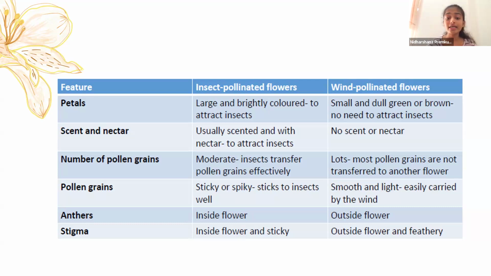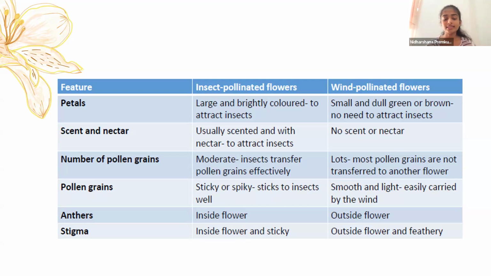Now, in insect-pollinated flowers, the pollen grains are usually very sticky or spiky. Why are they like that? To make sure that they stick to the insect well. So when the insect lands on the anther of the flower, the pollen grains should stick to its legs and body so that they get transferred properly. But when it comes to wind-pollinated flowers, there are no insects interfering. Therefore, the pollen grains have to be smooth and very light in weight, so that they can be easily carried by the wind.